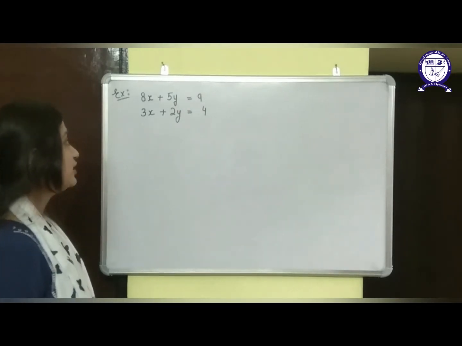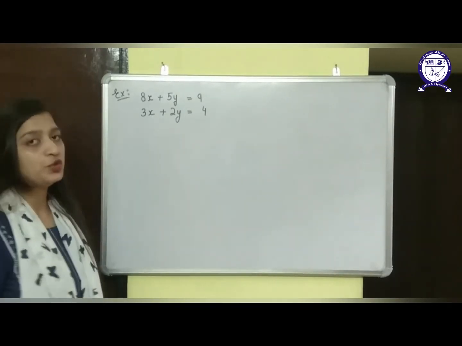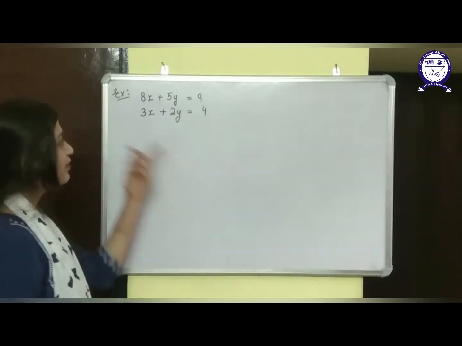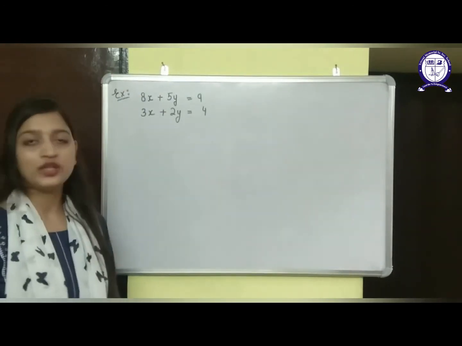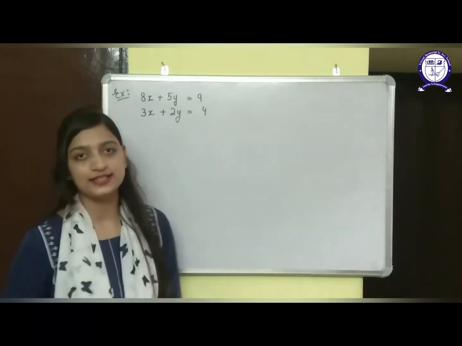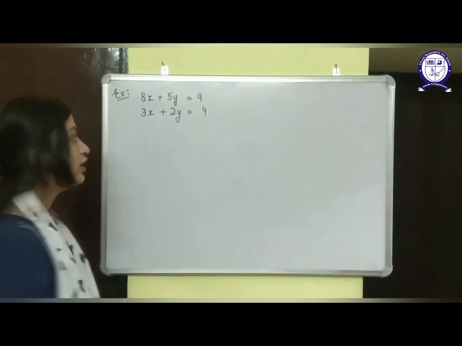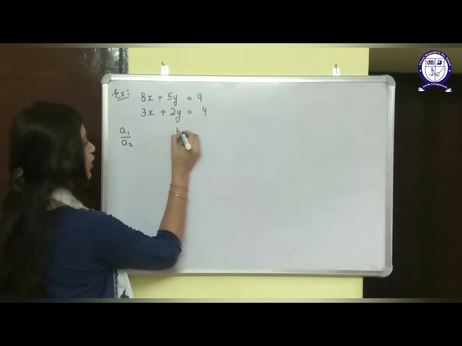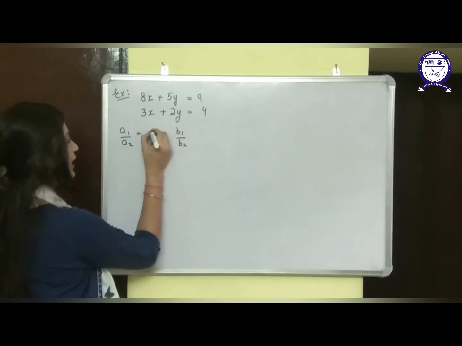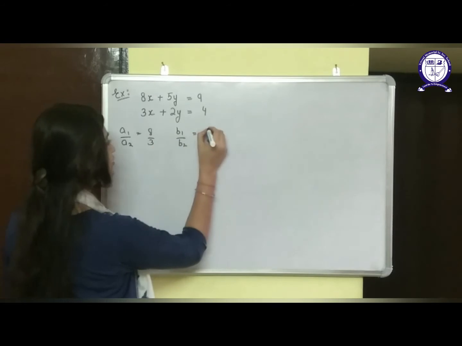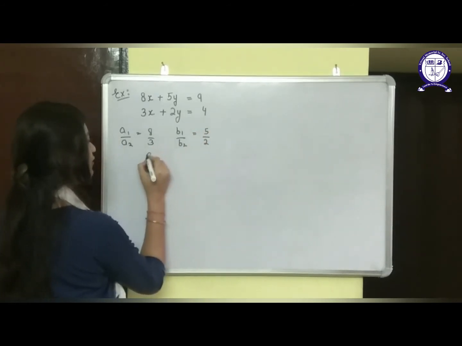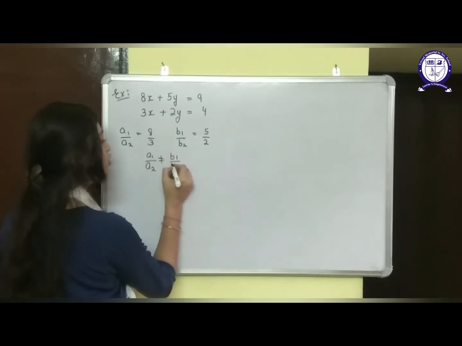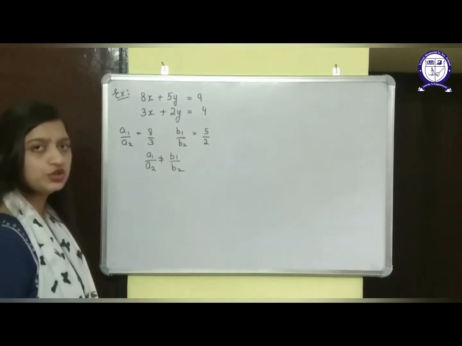In this question, first of all, a1 upon a2 and b1 upon b2. I can see that a1 upon a2 is 8 by 3 and b1 upon b2 is 5 by 2. So they are not equal, so a solution exists. This is the thing we need to do first: a1 upon a2, b1 upon b2. It's 8 upon 3 and 5 upon 2. So a1 upon a2 is not equal to b1 upon b2, so I can find the solution.